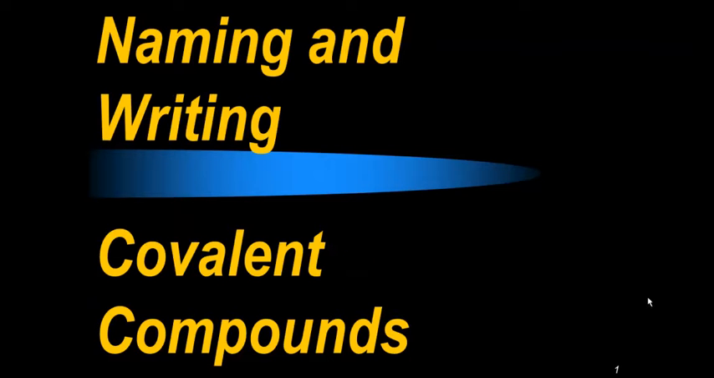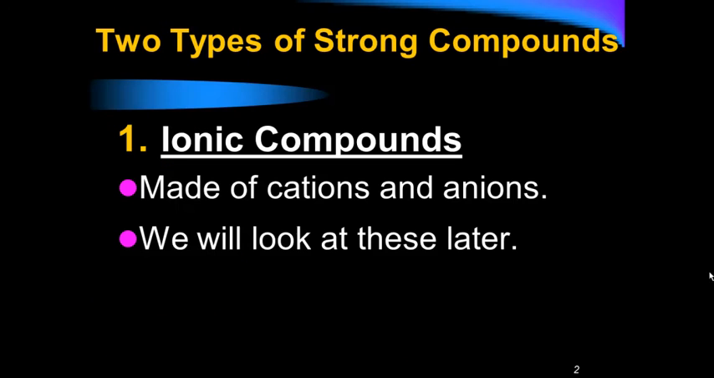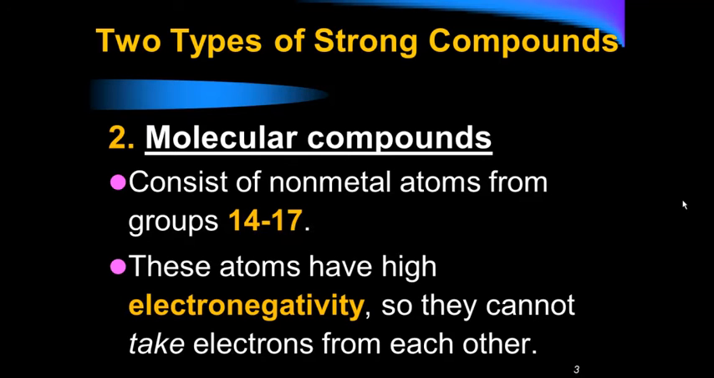Okay, today we're going to talk about naming and writing covalent compounds of real chemistry. Now, there are two types of main compounds that we're going to look at. The first one's ionic compounds, which, not surprisingly, are made up of ions, but we're going to worry about those later. The ones we're interested in today are molecular compounds.